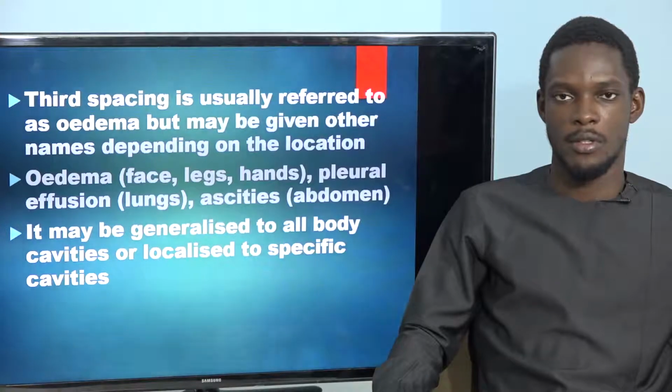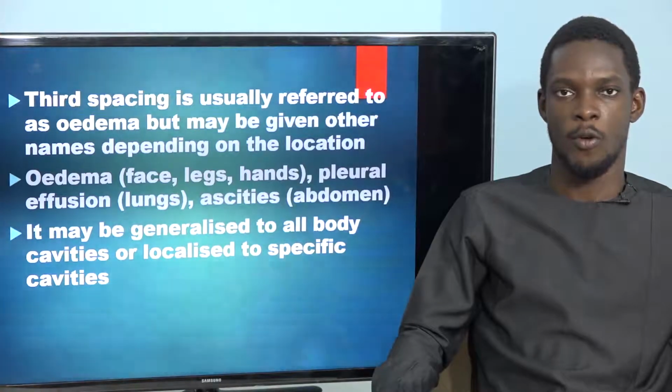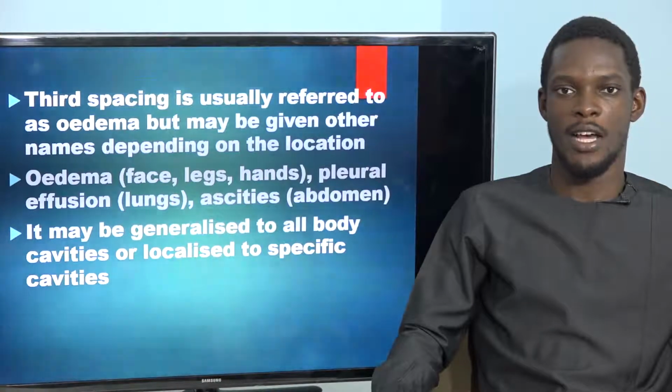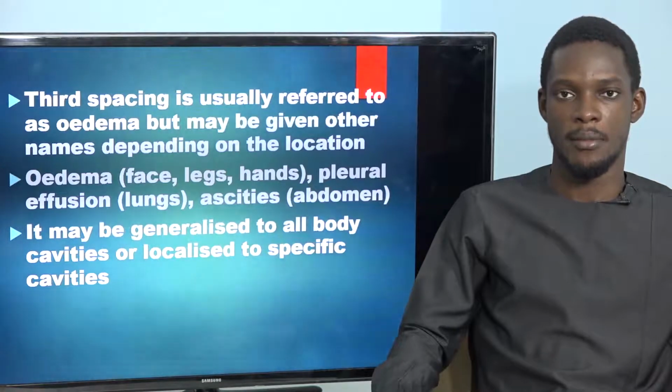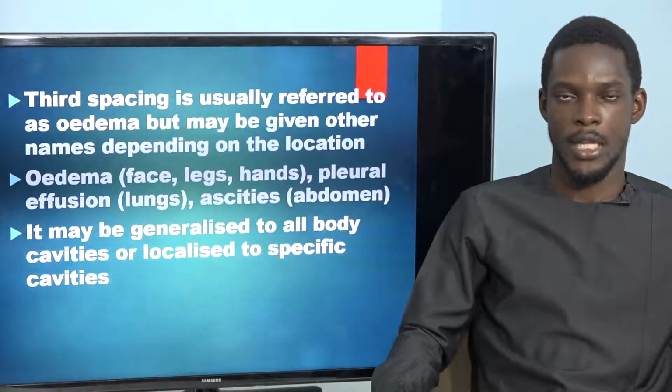Other things that may result in third spacing may be non-existence or malformation of lymph drainage. And therefore, when lymph drainage gets to that aspect of the body, you will see that fluid will begin to leak into cavities. Third spacing is usually referred to as edema, but may have a different name as per the location it occurs. Edema may occur on the face and on the hands, as well as the legs, and on skin surfaces.